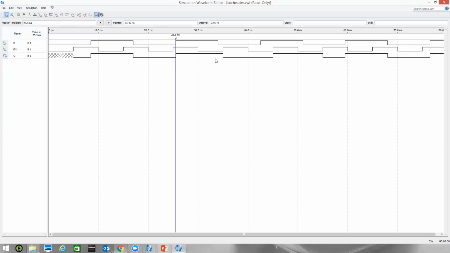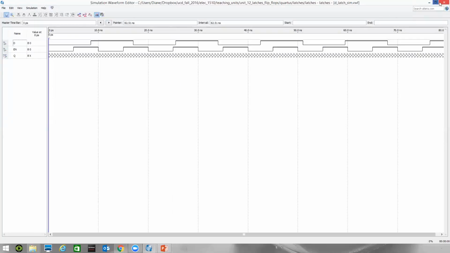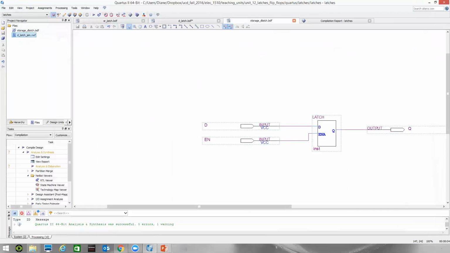So you can trace this all the way across and see that whenever enable's a 0, Q holds its state. Whenever enable's a 1, the output Q becomes whatever the input D is. So Q is always equal to D whenever the circuit's enabled. When it's not enabled, it just holds its current state. I'm going to close that down. Just about done. D latches are handy to use.